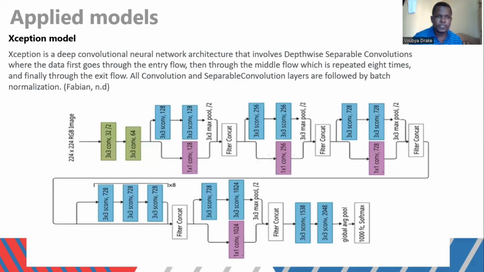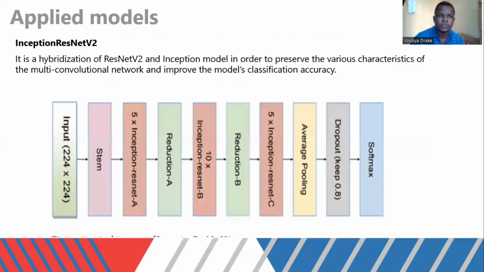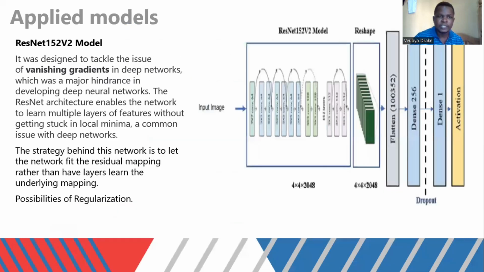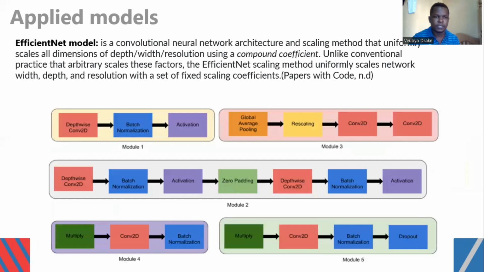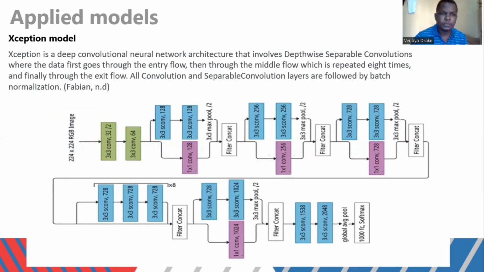Then for the models used, they used different models: we have the Xception model, we have the EfficientNet model, Inception ResNet V2, and the DenseNet ResNet 152 V2 model. I'll go through everything. So the Xception model is just an extension of the Inception model. It introduces two different decomposition steps, that is depth-wise convolution and point-wise convolution, applying a one-by-one convolution on different blocks.